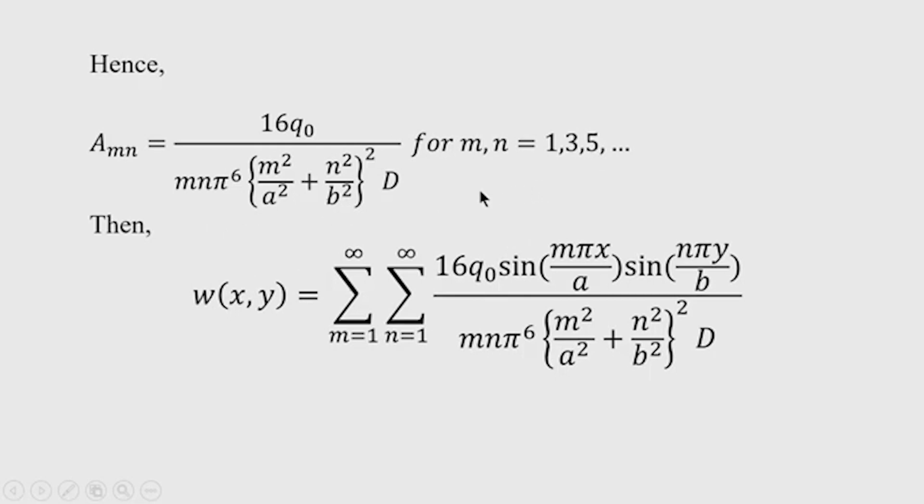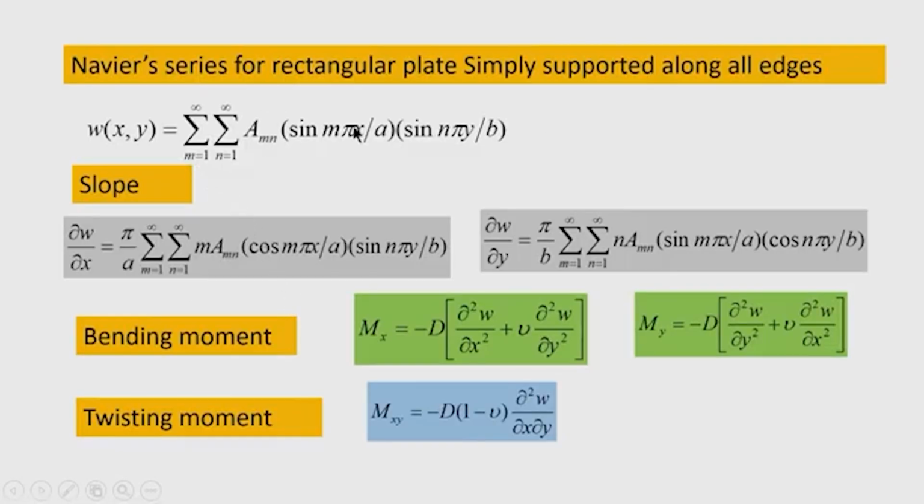Only odd half waves will contribute to the deflection. Q naught is the known quantity, A and B are the size of the plate, and D contains the material property as well as the thickness of the plate. Now, once you know W, then you can go for calculating the other quantities.